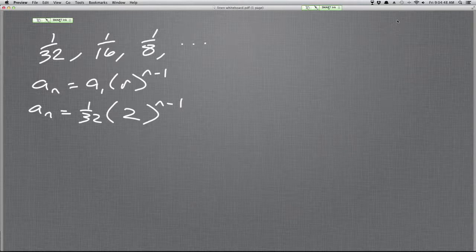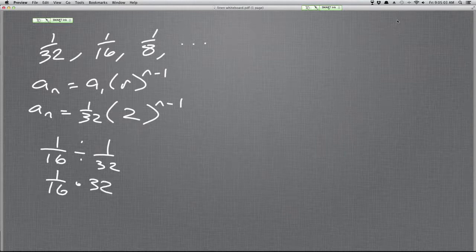Alright, so here's how I want you to do it if you're dealing with fractions. I want you to do 1 over 16 divided by 1 over 32. Multiply by 32. That division tells me to multiply by the reciprocal, and there we can see that it gives me 2. So if you're dealing with fractions, write them side by side, take the reciprocal and then multiply. That's the easiest way to get the r. Alright, so there's explicit.